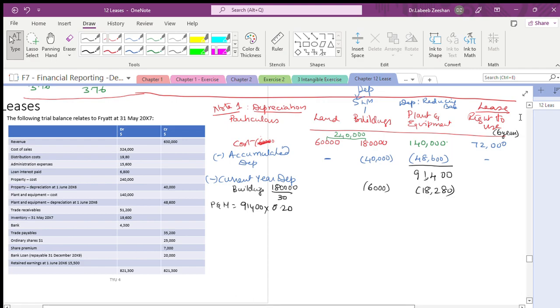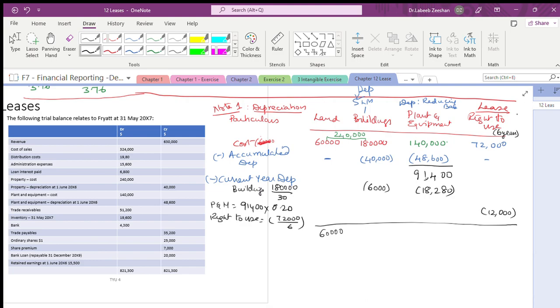On the right to use, how much is there? 72,000 divided by 6 comes to 12,000. Then 60,000. How much will you get? 180 minus 40, 140 minus 6, 134. So 134,000.